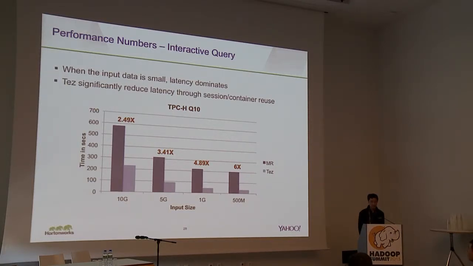And then we decrease the input data size. We decrease it to 5 gig, and we see 3.4 times speedup. We further decrease it to 1 gigabyte, and we see 4.8 times speedup. When we decrease the input data size to 500 megabytes, we see 6 times speedup. So as we expected, when the input data size is small, the speedup will be higher.